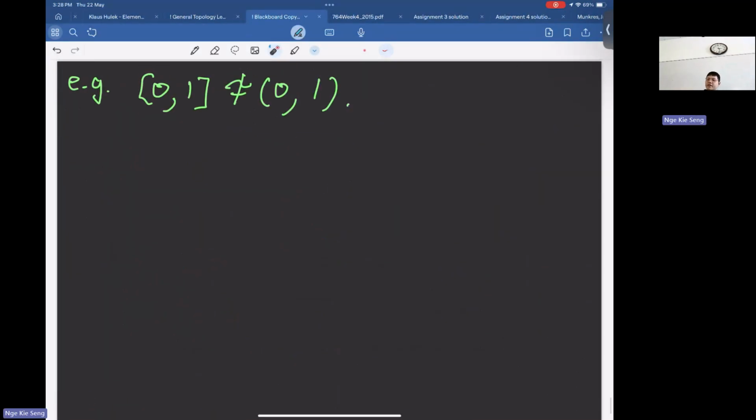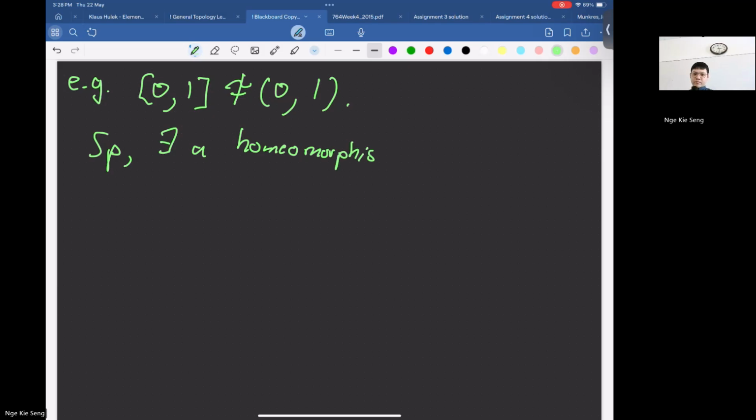Okay, so how to prove this? If you want to show that there is none, suppose there is one, for contradiction. Suppose there's a homeomorphism H from the closed interval to the open interval. Inspired by the previous theorem, if you remove one point, it still remains a homeomorphism. There's a very clever point you can remove here.